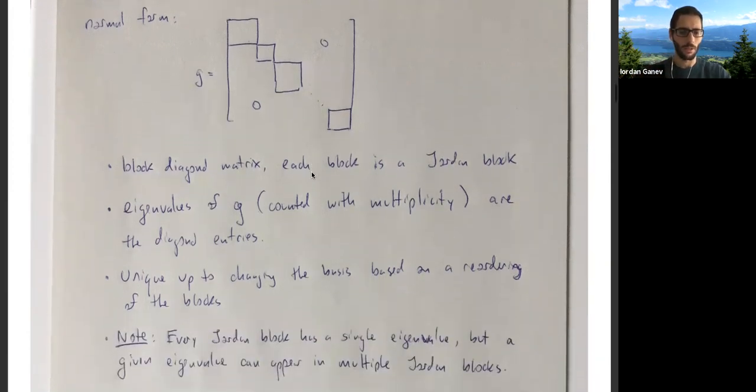And one thing to keep in mind, just in case it's confusing, is that each Jordan block has a single eigenvalue. There's only one eigenvalue that appears in a Jordan block, but a given eigenvalue can appear in multiple Jordan blocks. So if we had an eigenvalue 5, there could be several Jordan blocks of different sizes with that eigenvalue.